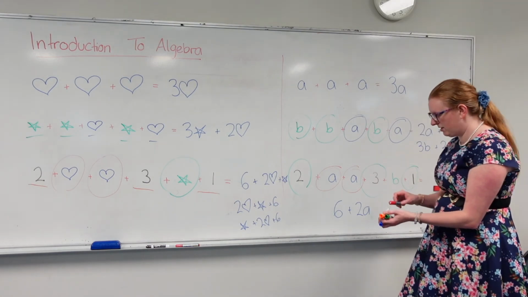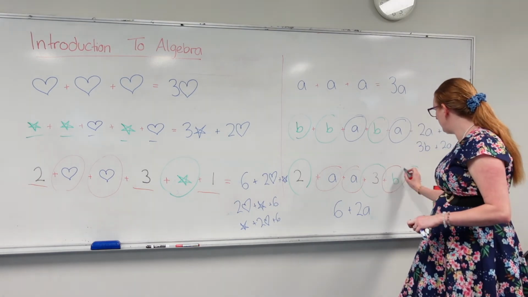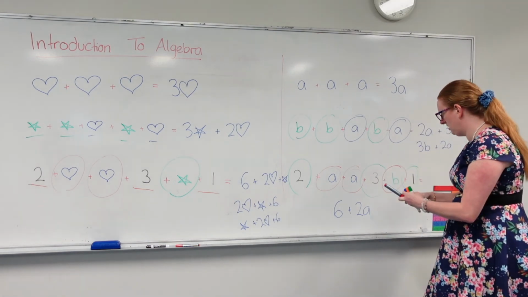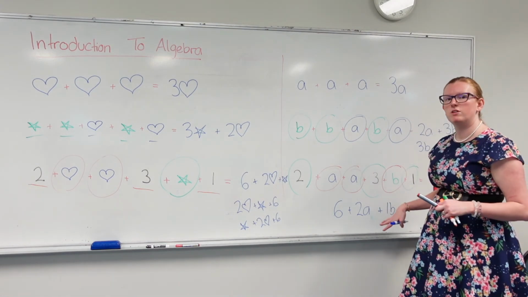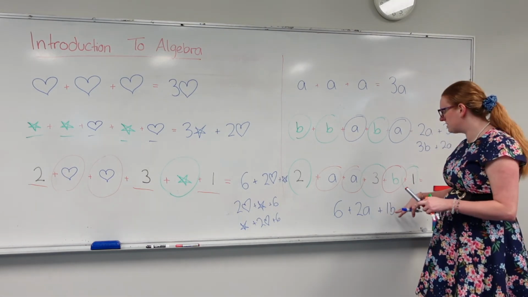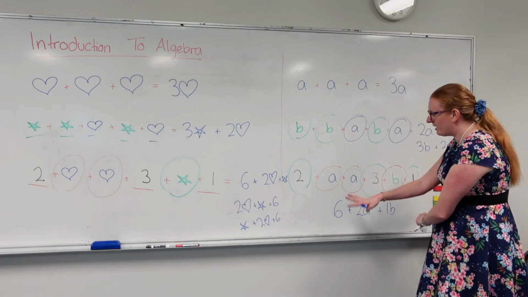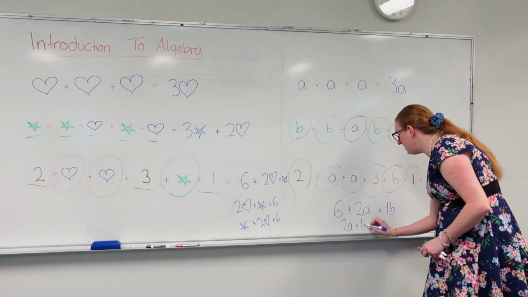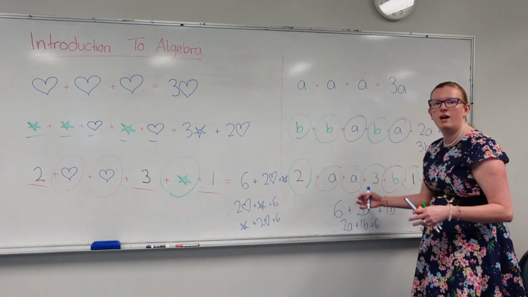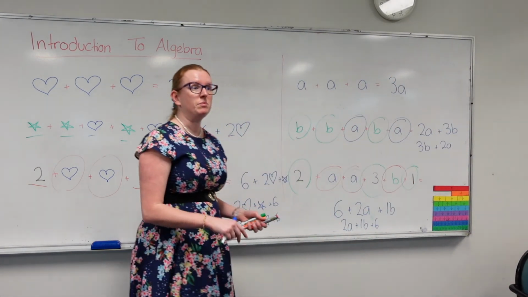And then I've got, what other colour do I have? I've got red. Then I've got 1B. So plus 1B, but in maths, we don't actually need to bother writing the 1. I'm just going to leave it there for now. Now, again, I could rearrange these. So I could put it as 2A plus 1B plus 6. Any order, it doesn't really matter.